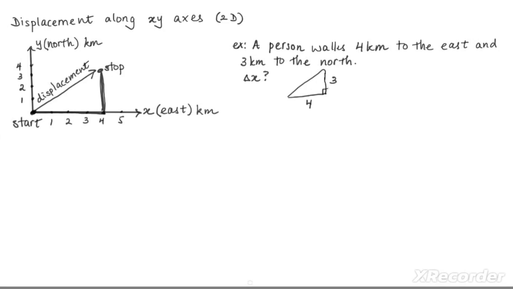So the displacement squared will be 3 squared plus 4 squared, which is 9 plus 16. So we have 25 kilometers squared. So that gives us delta x. We take the square root, the positive square root. So we have 5 kilometers, and this is the displacement.